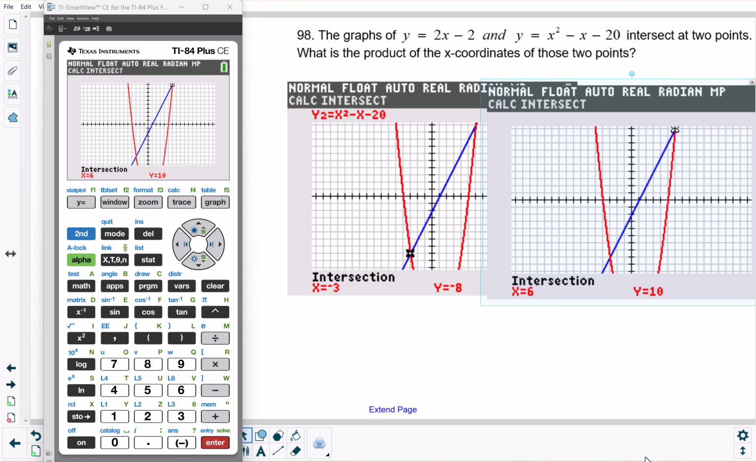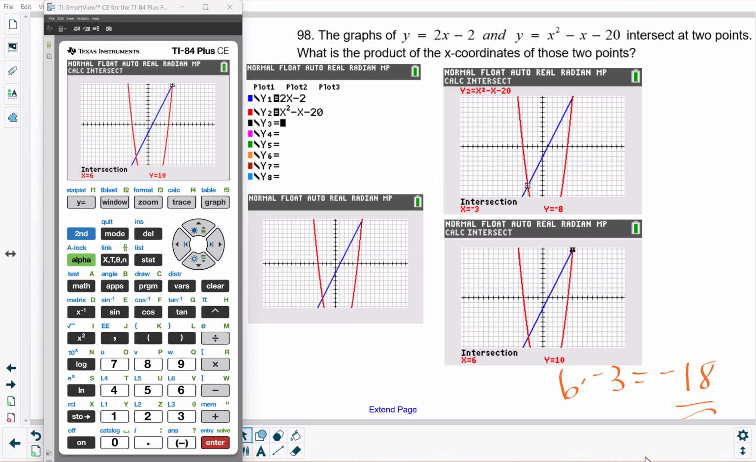Press pause as needed. And again, here are what I typed in and what my answers were.